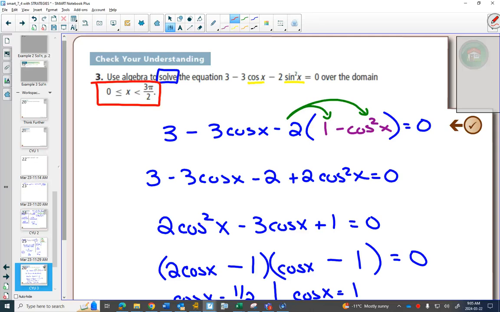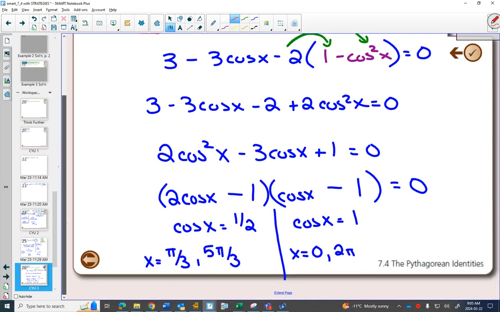So then when I go to my answers, 0 to 3 pi over 2 is quadrants 1, 2, and 3. Can you see that we have to get rid of our quadrant 4 answer there? Because it's past 3 pi over 2, because 5 pi over 3 is in quadrant 4. And I also have to get rid of my 2 pi answer, because that's past 3 pi over 2 as well.